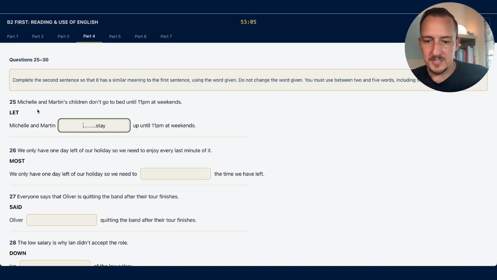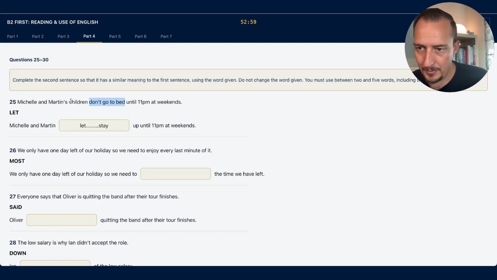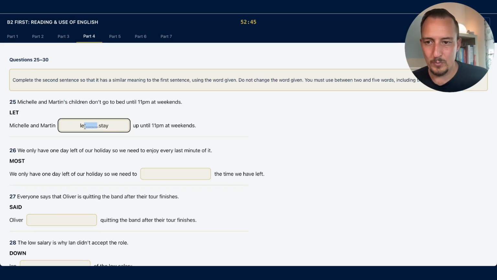So Michelle and Martin, we need a verb. So let comes in. So we've done don't go to bed. That's stay up. We've got let in. So we just need this bit here. Now, with the plural S, Michelle and Martin lets children doesn't make sense. So the possessive here is interesting, and how we transform that. It would become let their children.